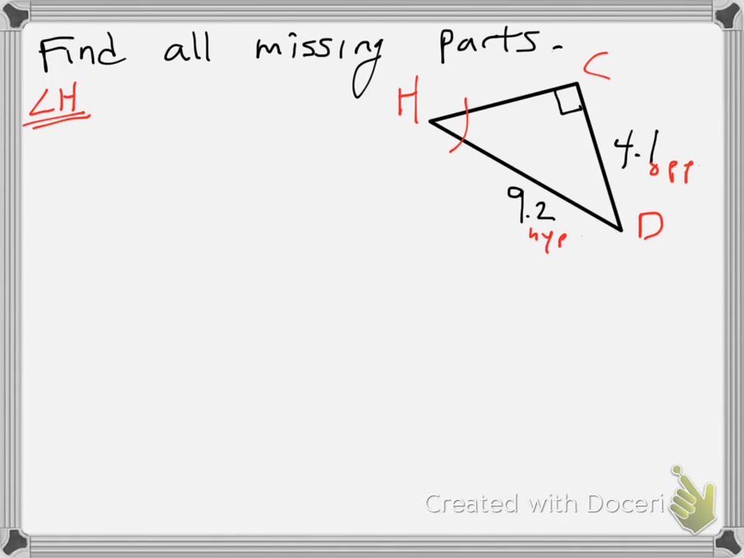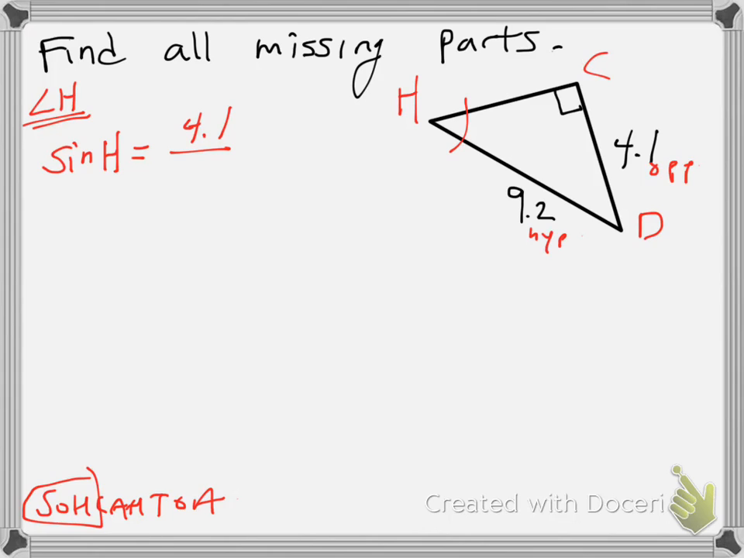So I'm going to look at SOHCAHTOA here again, as ever. Opposite, hypotenuse. Let's see. Opposite, hypotenuse, well, that's sine, right? So sine of whatever the heck angle H is equal to 4.1, opposite, over hypotenuse, 9.2. Okay, well, I know both of those numbers, 4.1 and 9.2. I can just divide those and get a ratio, or a decimal, and that's 0.446.